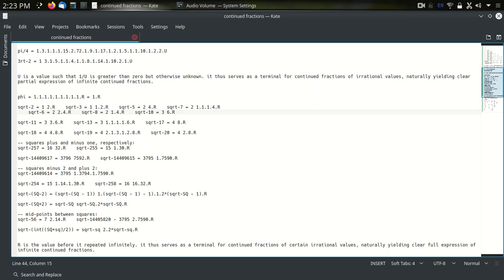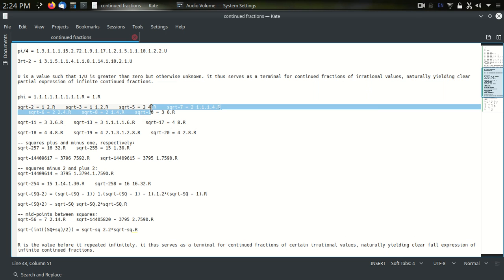2 is 1 squared plus 1. 5 is 2 squared plus 1. 10 is 3 squared plus 1. 16 is 4 squared plus 1. And you might notice that the whole part is always the square root of the number right below it, which makes sense. And the repeating coefficient part is just twice that, right?